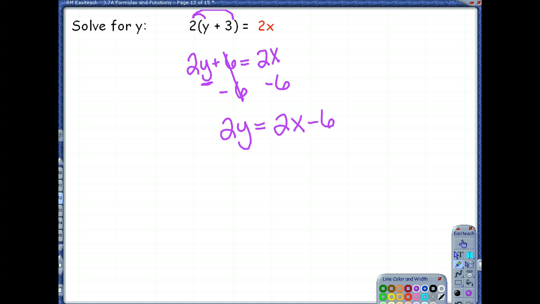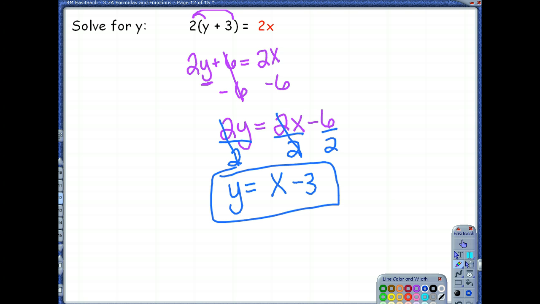Now, looking at what we have left, we still have this 2 that's being multiplied by our y. We need to divide to get rid of that 2. Since it's being multiplied, we need to divide to get rid of it. But I have to do it to both sides of my equal sign. 2 divided by 2 cancel. It gives me just 1y. And it's equal to, well, this 2 divided by 2 is also just a 1x. But negative 6 divided by 2 will give me a negative 3. So y will equal our x minus 3.